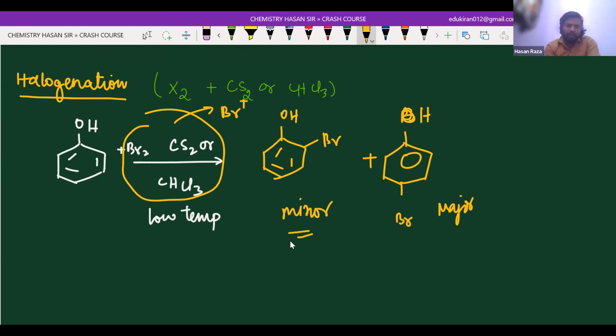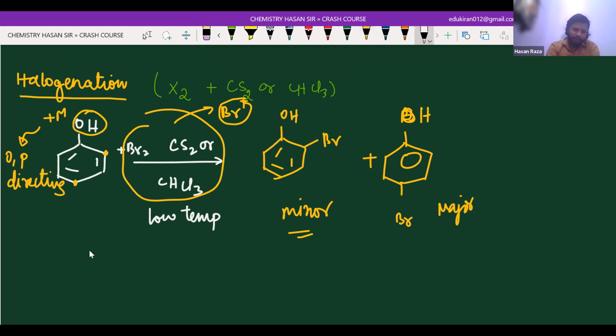You just need to take care of the reaction Br2 in the presence of CS2 or CHCl3. Then it will generate an electrophile Br plus, and this will be attacking at ortho or para, because the negative charge or more electron density is only at ortho and para, because this is your plus M. And I already told you this plus M is ortho and para directing. So please take care of this.